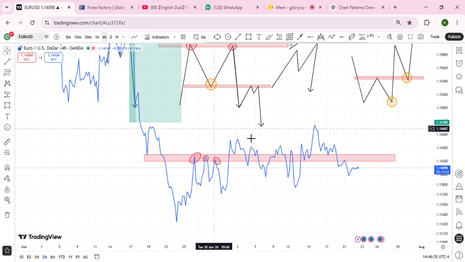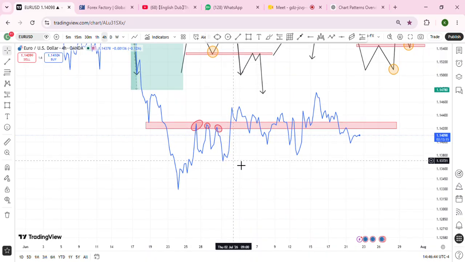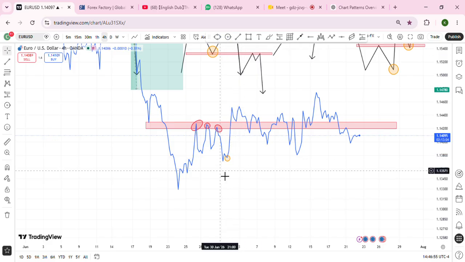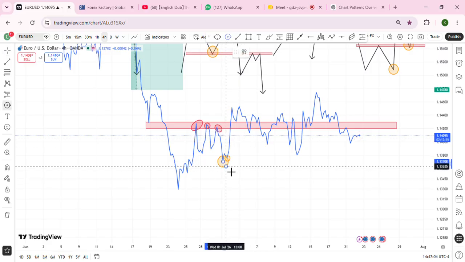So you can see where the triple tops have been formed, and then after that the market went down. Again, look at this. You can see we have a W here, which is a double bottom. We have a double bottom there. Check on it.